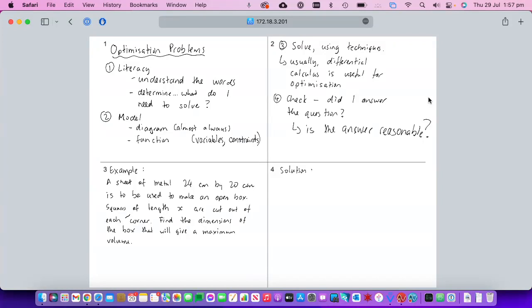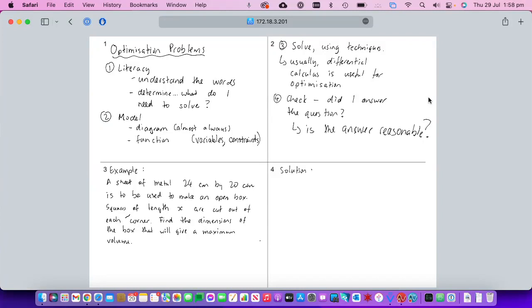Secondly, what are the key things here? What are the constraints, for example? Well, the sheet of metal is 24 centimetres by 20 centimetres. I can't magically make it longer or shorter. There's a constraint. What else? What don't I know? I don't know what the length of x is. What do I have to find out? The volume, and most specifically, the maximum volume. Okay, great. How do I put it together? And then we're ready to go.